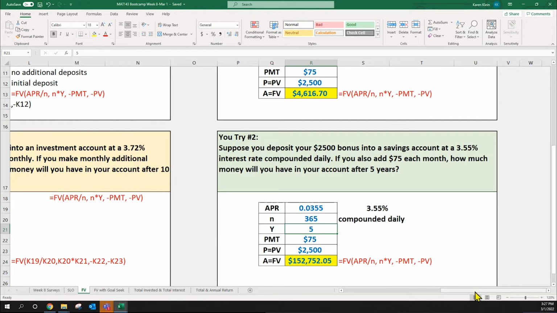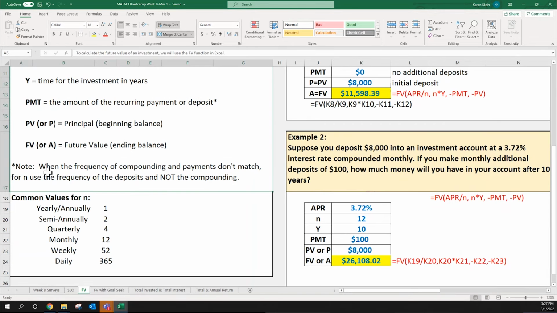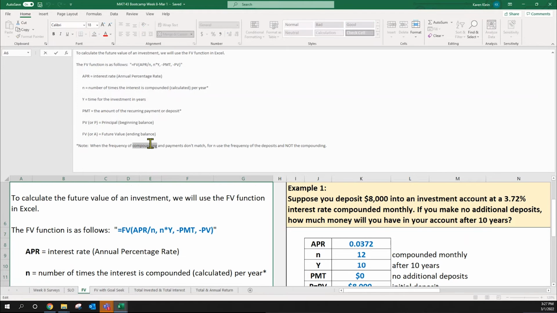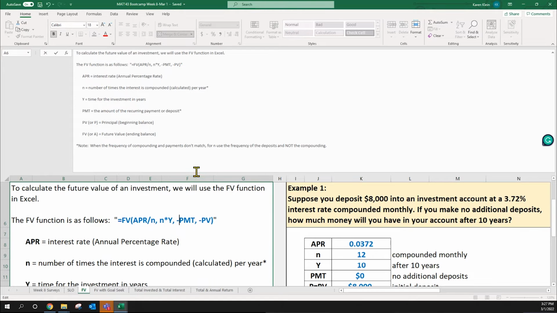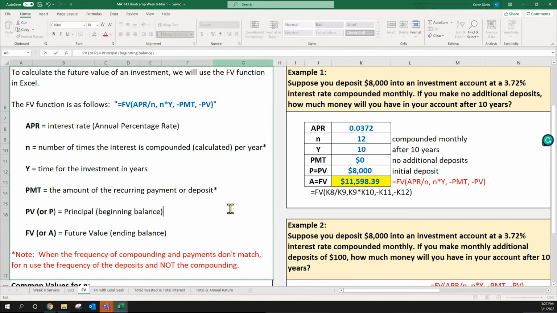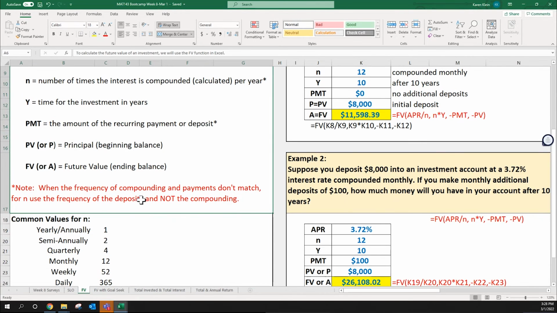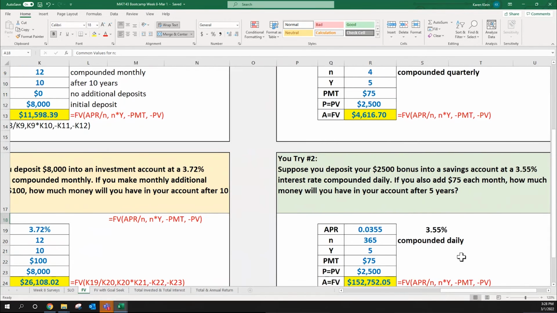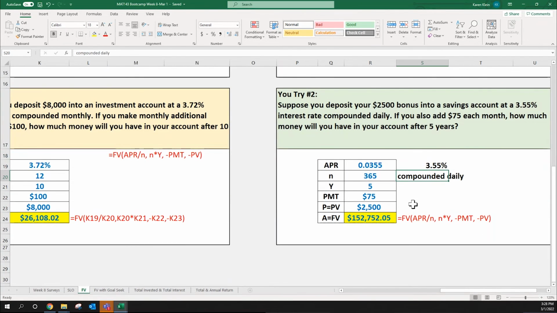So we were talking about over here, there was this note right here. It says when the frequency of your compounding, we highlight this here. Philip and I had a little pre-discussion before boot camp started, so that's where he's pulling from. So it says when the frequency of the compounding and the frequency of your payments don't match up, they want you to use the frequency of your deposits. So for this problem, we actually have more than one change that we need to make.